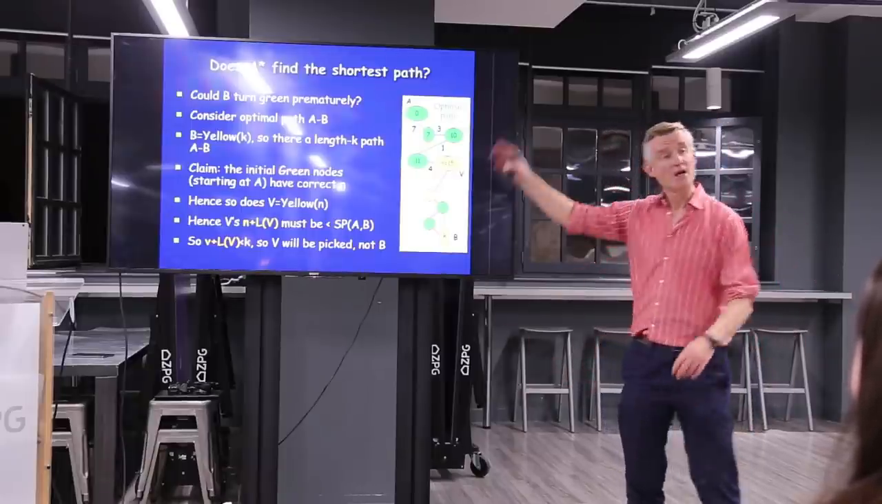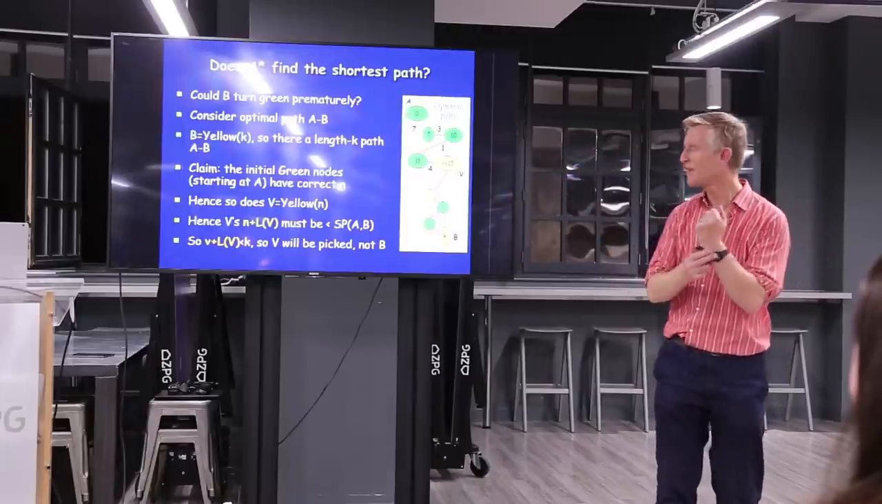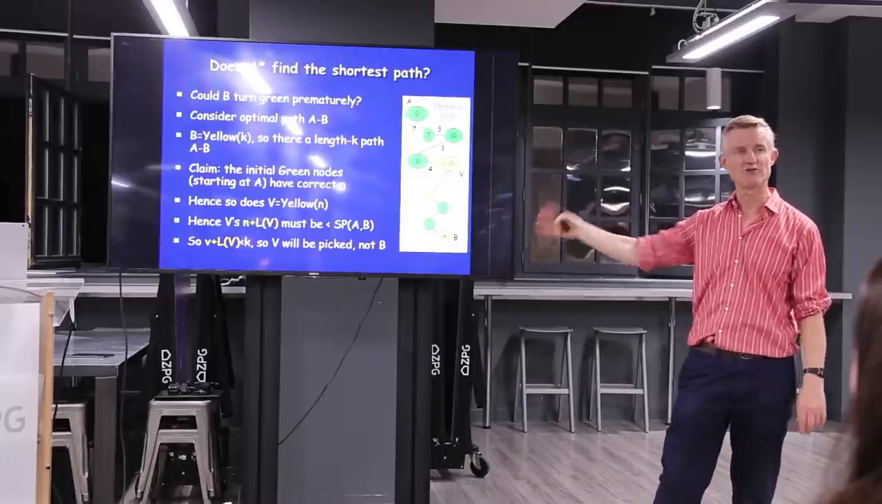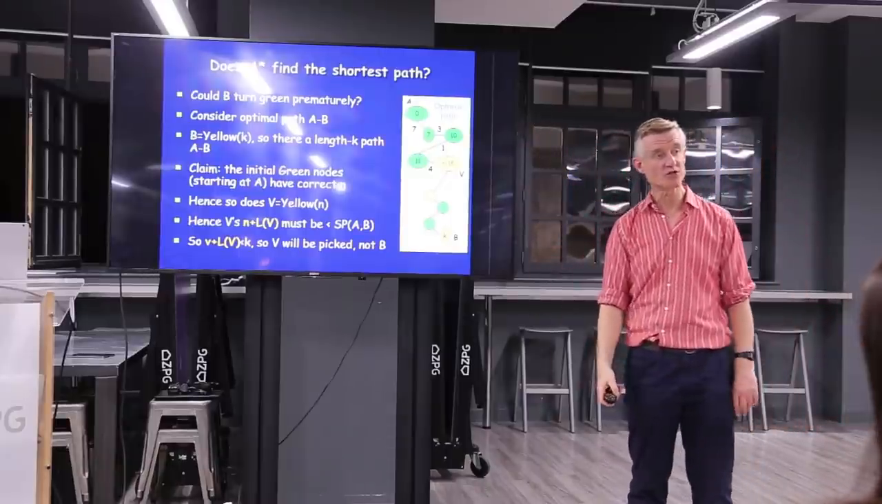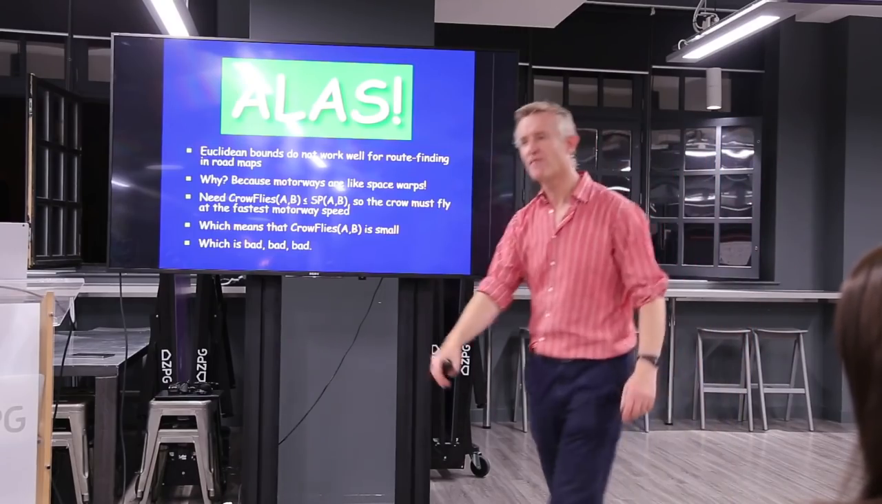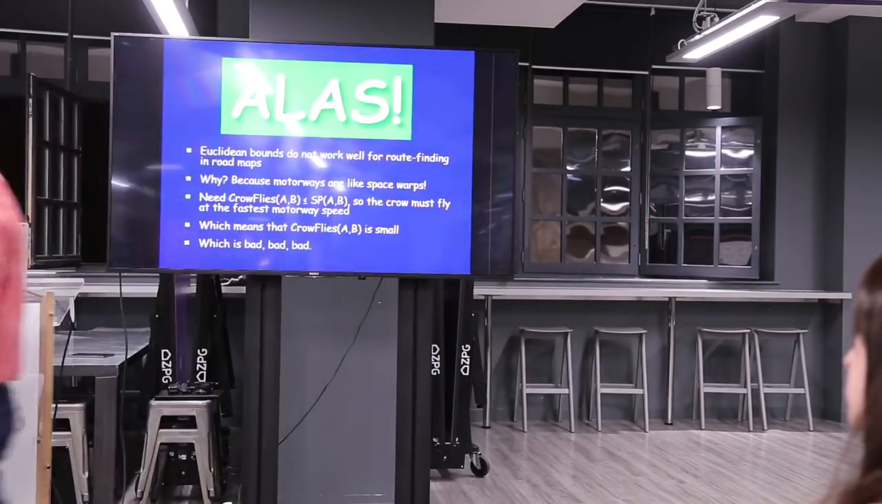Okay. So this is the argument. I'm not belaboring it, but it's the same argument as the Dijkstra. It still proves that A star finds the shortest path. Sadly, however, it still does not work well. It works better than Dijkstra, but still not well.